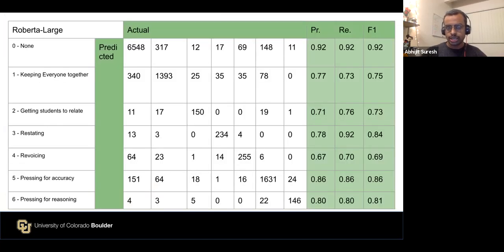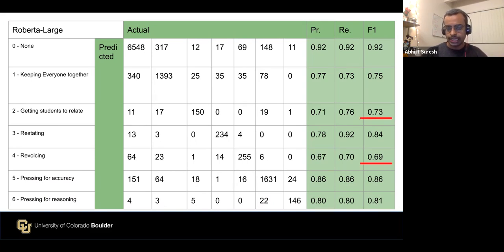To study how the model functions and where we can improve, we generated a confusion matrix. In this, you can see the performance of all the different TalkMoves for Roberta Large, which is the best performing model, and these are the results from the test set. Two TalkMoves that performed low were revoicing and getting students to relate.